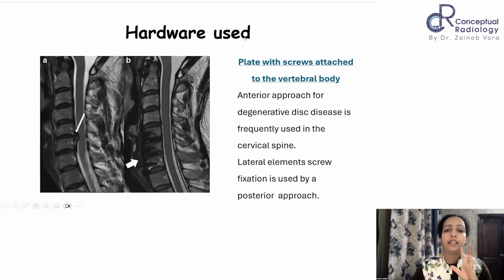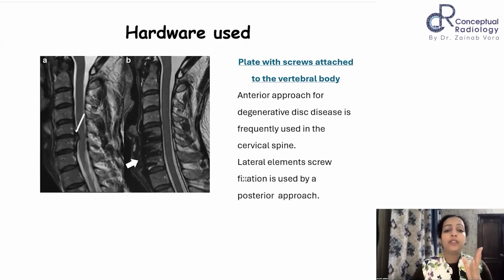So, hardware that is used. Plate with a screw fixation is something that you very commonly encounter in cases of cervical spine, right? This is something that I told you. And the most common approach is obviously the anterior approach. So anterior approach to the cervical spine and plate with screw fixation. The plate is something like this, and screws pass through the plate into the vertebral bodies, right? And this is very commonly done for cervical spine degenerative diseases, degenerative changes.